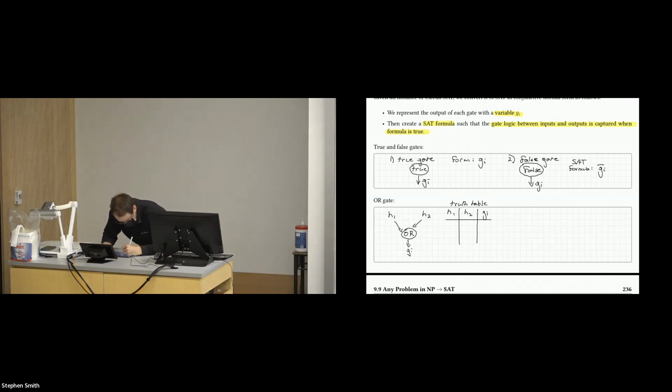And you have the four possibilities for the inputs: false, false, true, true, false, true, false, true. That's all four combos. So if both inputs are false, then the output is false. And if one of the inputs is true, then it's an OR gate, so the output is true.